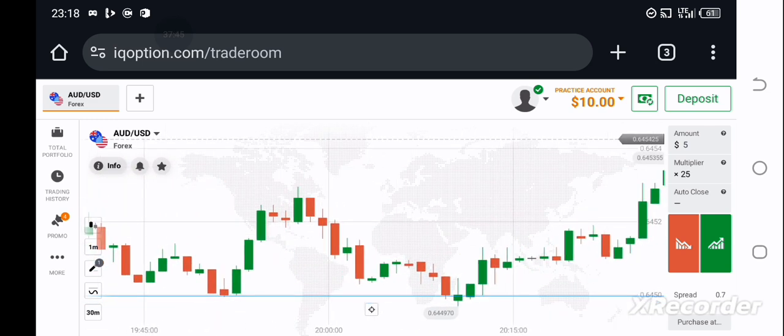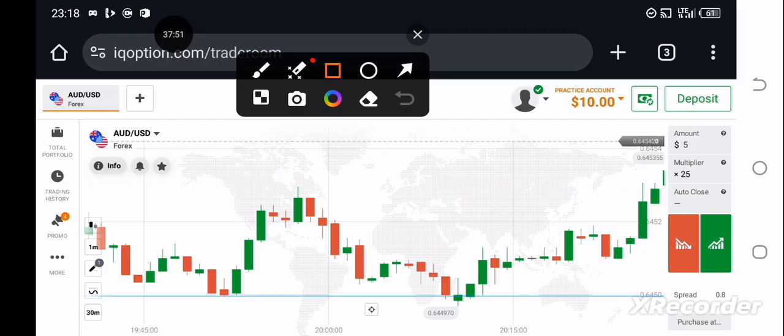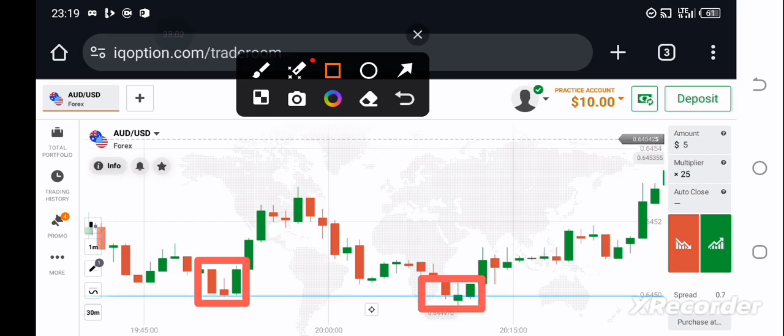But in this situation, the reversals are very clear. You can see the reversal is clear. Look at this, this is a reversal sign, this is also a reversal sign. Okay, so is this an evening star pattern or a morning star pattern? You can see that this is a morning star pattern, this is also a morning star pattern.